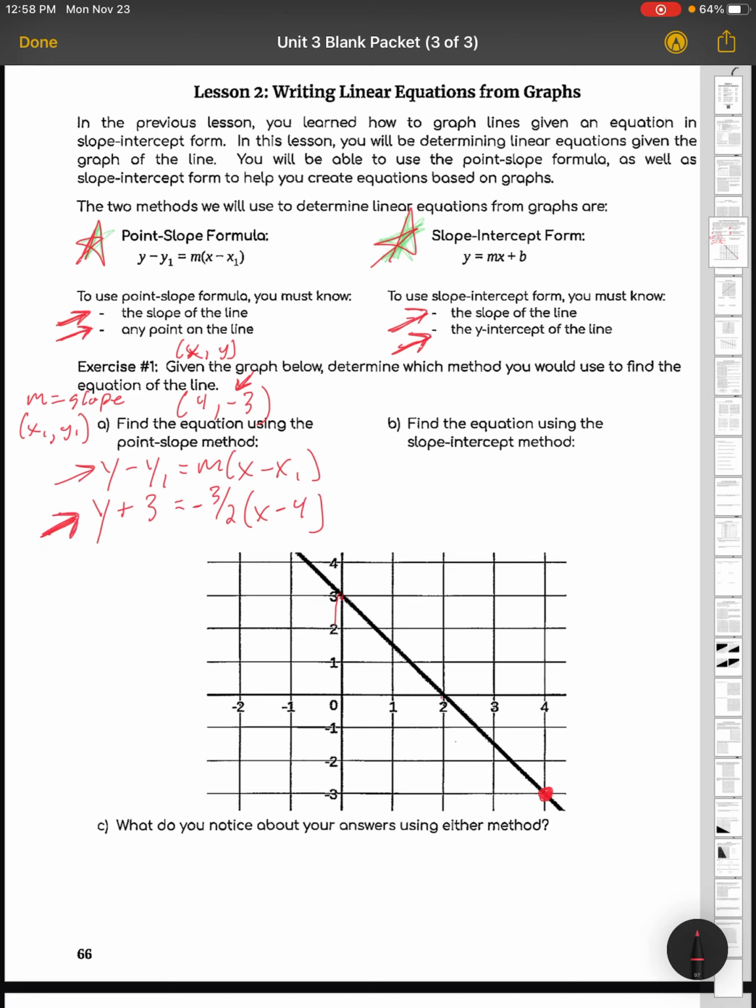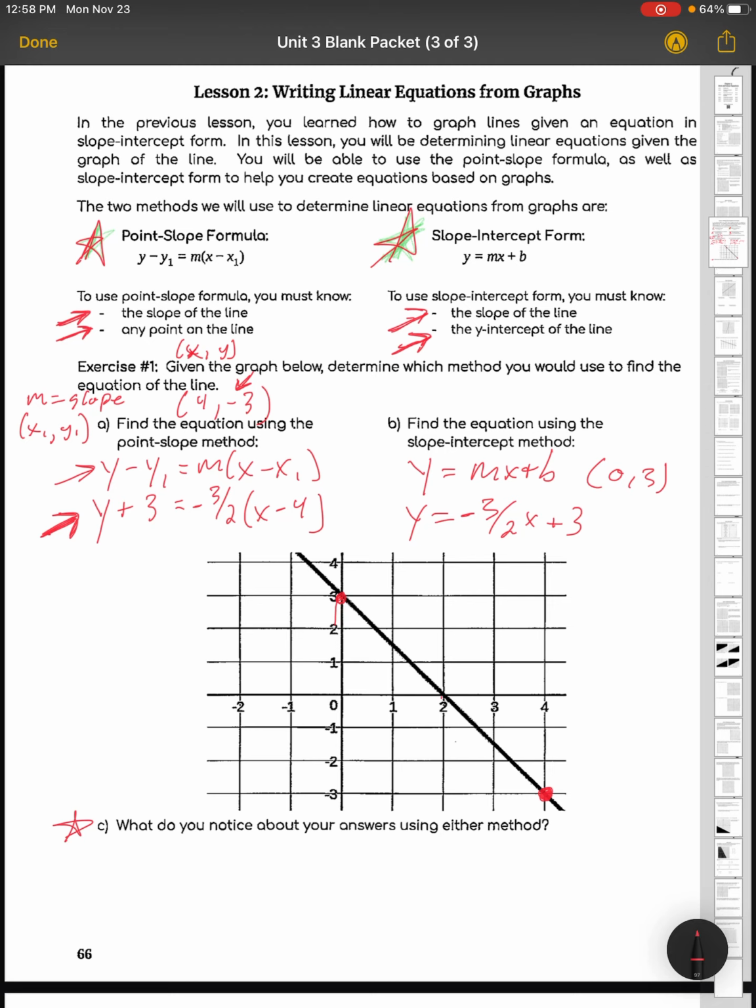Now using the slope-intercept method, which is y equals mx plus b, we would look at our y-intercept. We see that it's (0, 3). And then again, we found our slope is down 3 to the right 2. So in slope-intercept form, it would be y = -3/2x plus 3. So what did you notice about your answers using either method? You get the same thing.